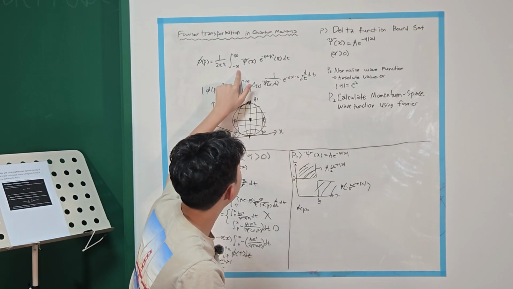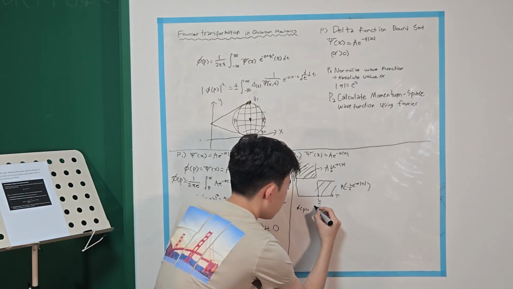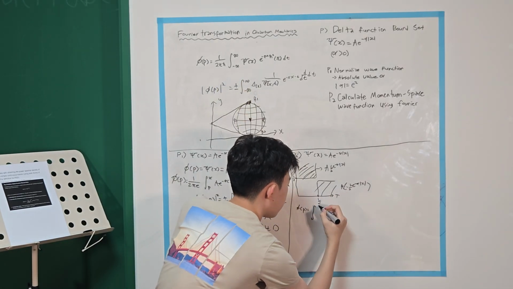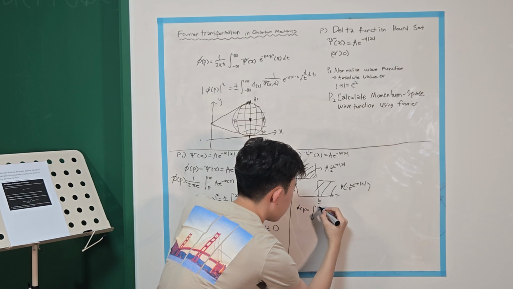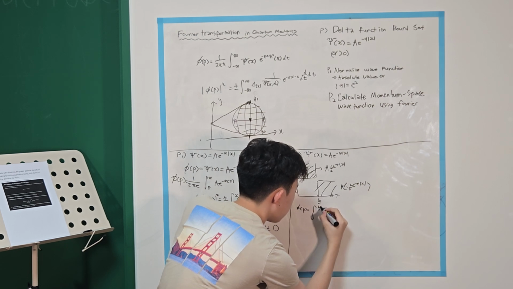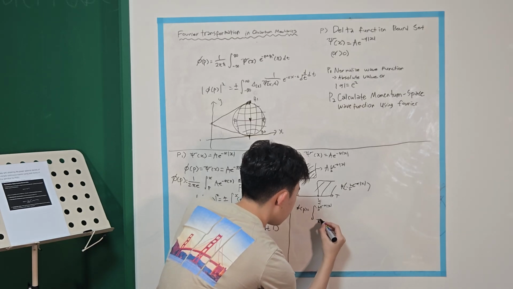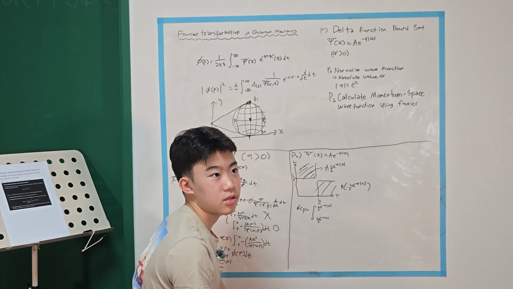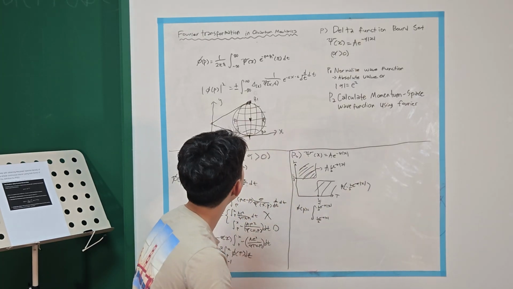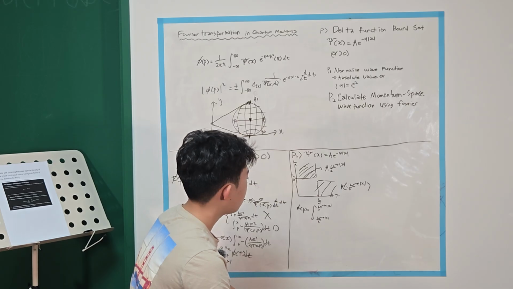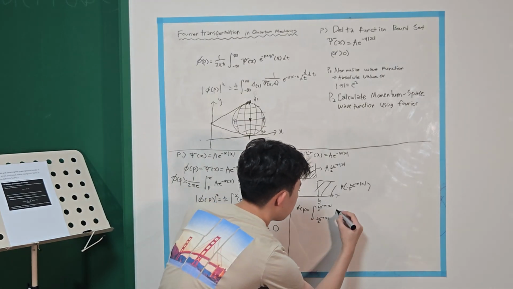And we want the infinite well, so we have this one and this one. Basically similar to minus infinity and infinity. And then the wave function.